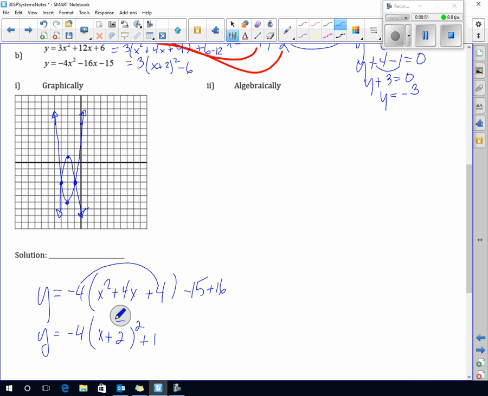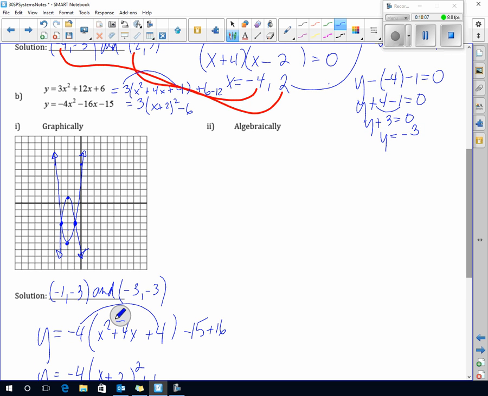Yeah? Okay, let's do this algebraically. Algebraically, how do we do this? It's already solved for y. So we're going to take this y and substitute it into that y. Does everybody see what I'm doing? So I'll get negative 4x squared minus 16x minus 15 equals 3x squared plus 12x plus 6. Does everybody see what I did there?